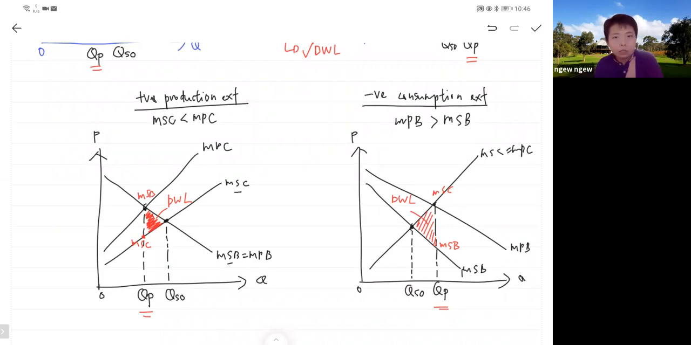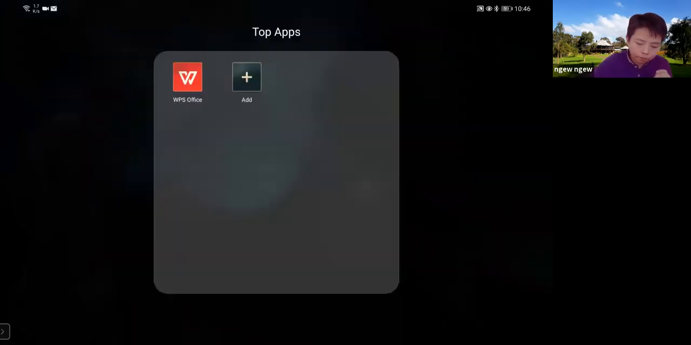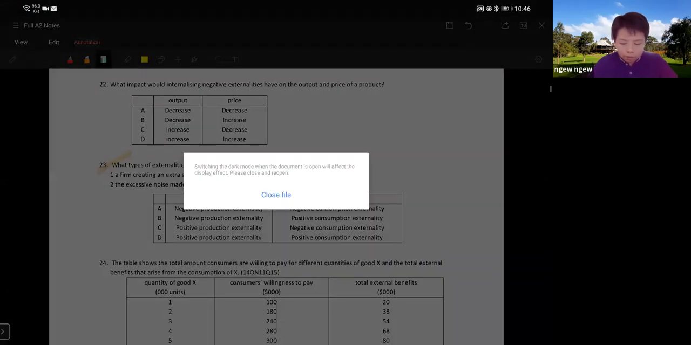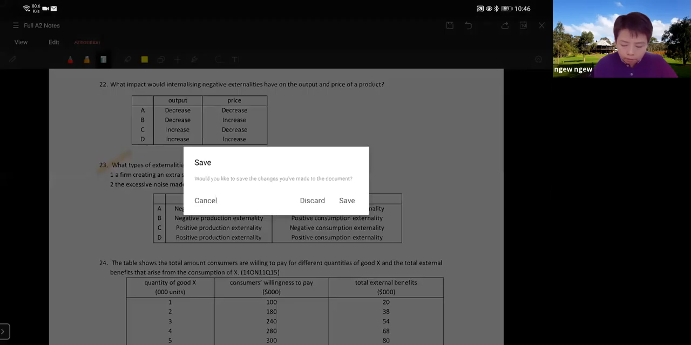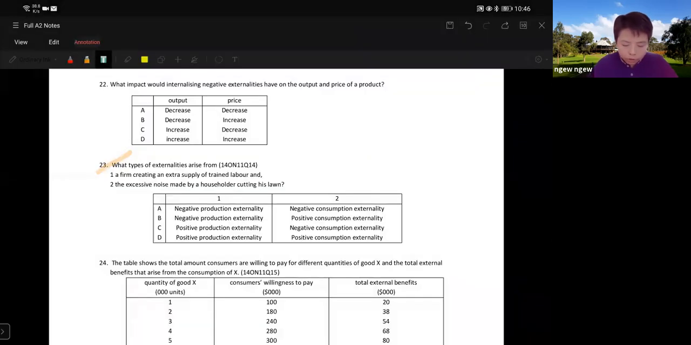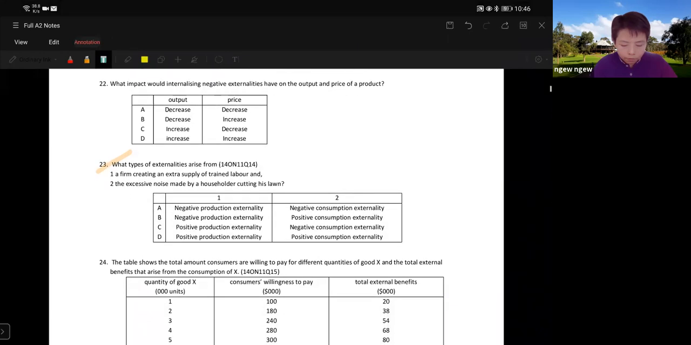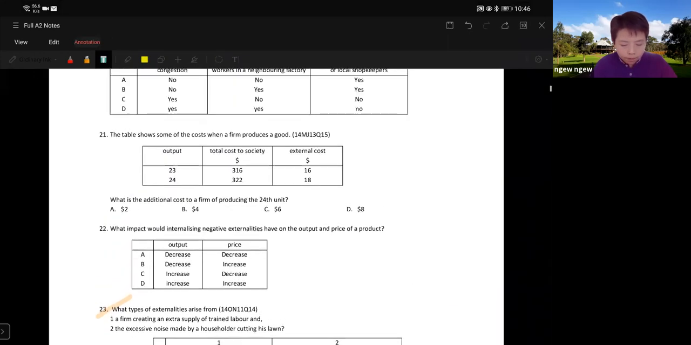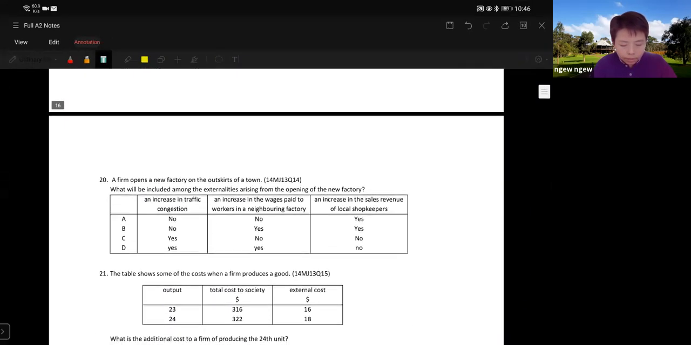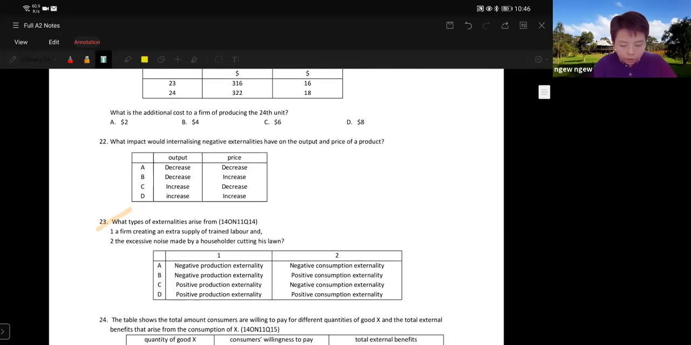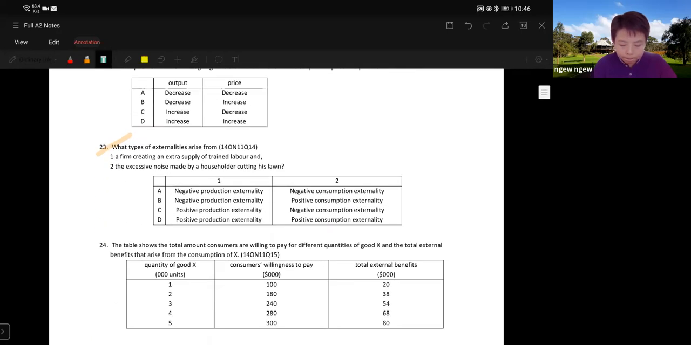Before we end today's session, before I end the video, I would like you to try a few multiple choice questions, okay? Now, look at the multiple choice questions in your notes under chapter 1. Okay, this is page 17. Let's look at question 23.